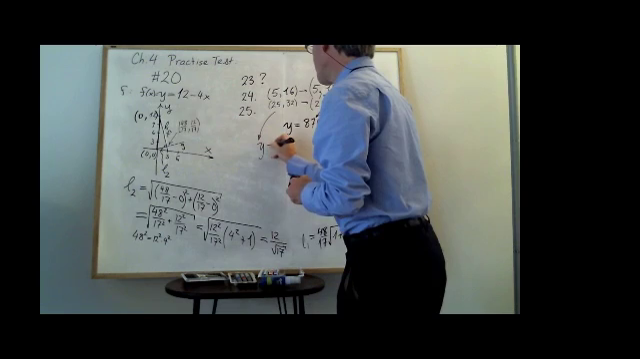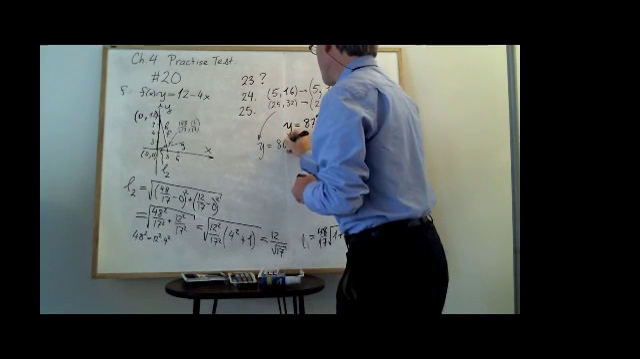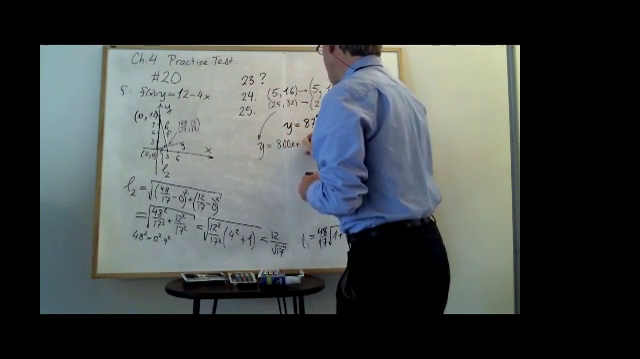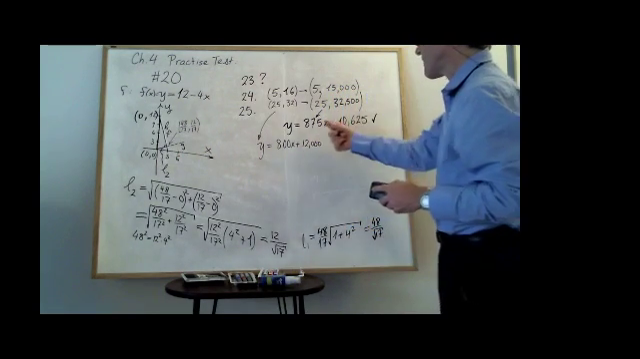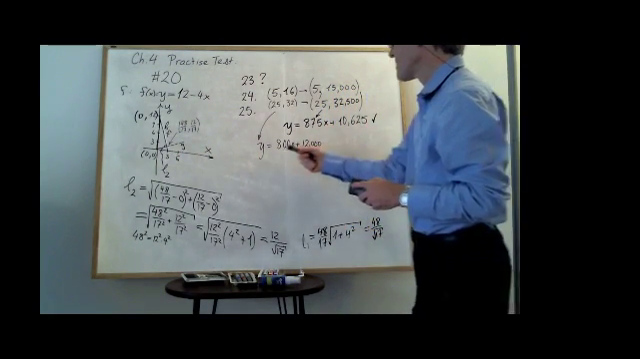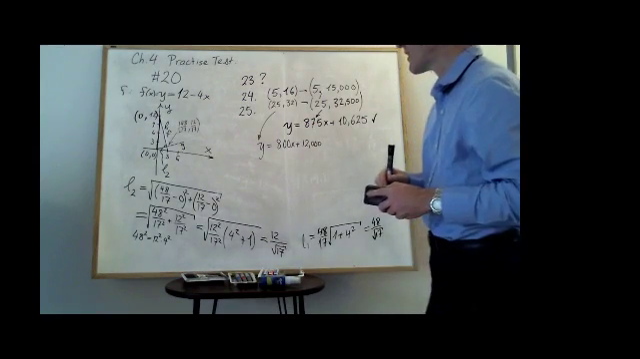I got 800x plus 12,000. So they're a little bit off compared with this, but that's what I got, if you recall my answer.